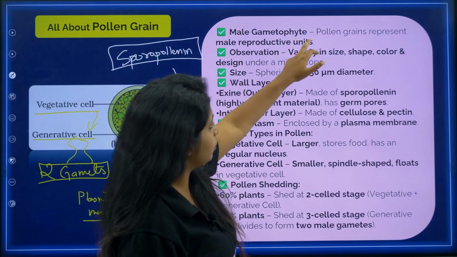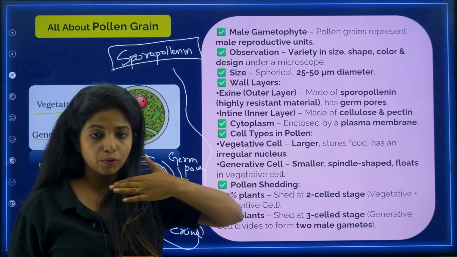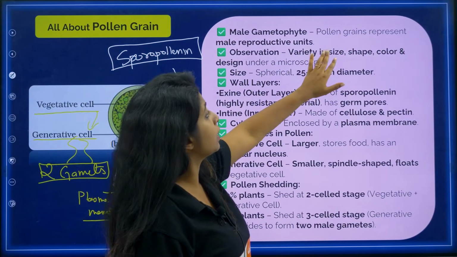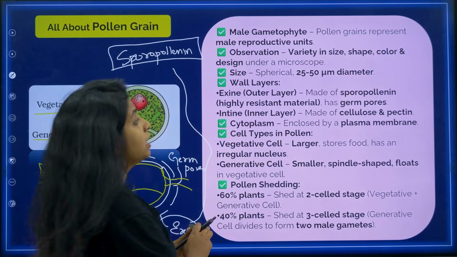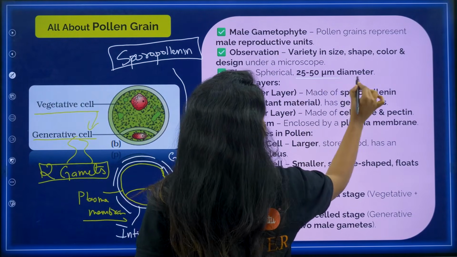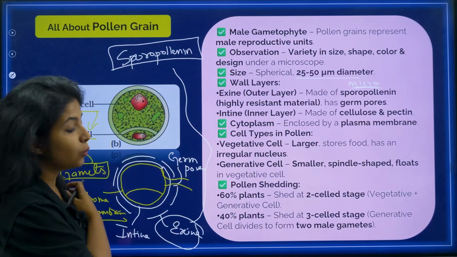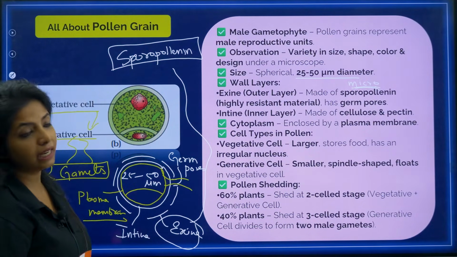Now, the male gametophyte, that is pollen grains, represent the male reproductive units. I told you, in the male gametophyte, it's the pollen grains. Now, observation: you'll be seeing variety in size, shape and color design under the microscope. Size is very much important. It is 25 to 50 micrometers in diameter. What is it? 25 to 50 micrometers in diameter.